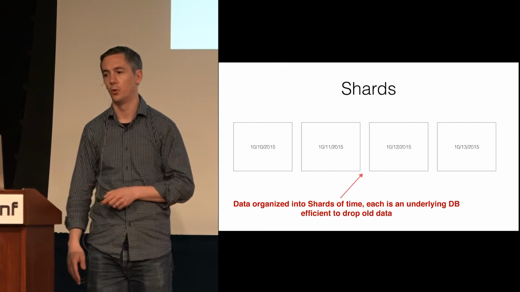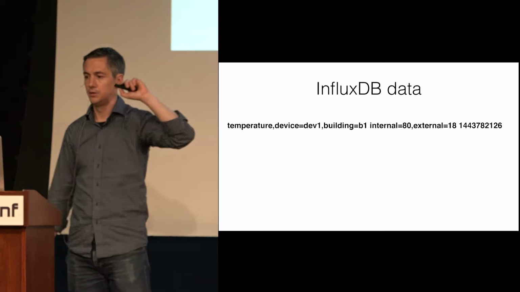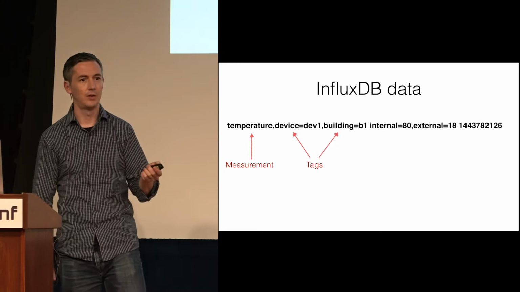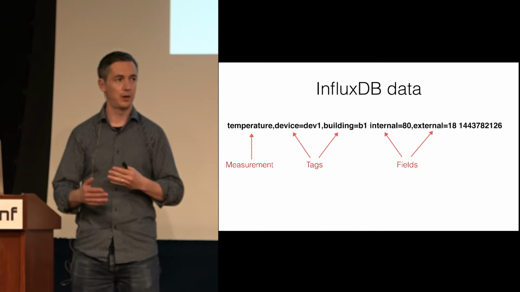This is what InfluxDB's data looks like. This is our line protocol, which is basically just a text protocol for writing data into the database. First, we have a measurement name, which is a string. Then we have tags, which are key value pairs where the values are strings. Then we have fields, key value pairs where the values are the different value types that we support. And finally, we have a timestamp.